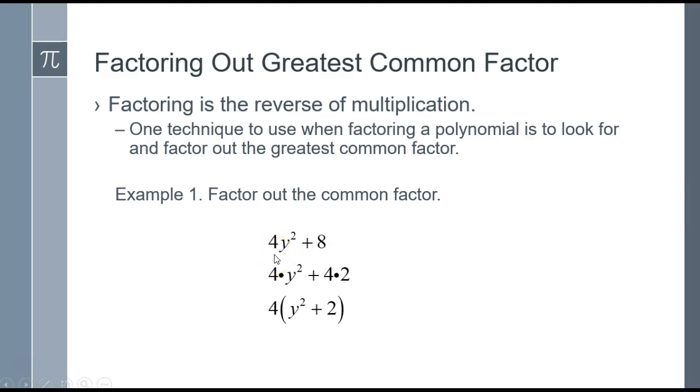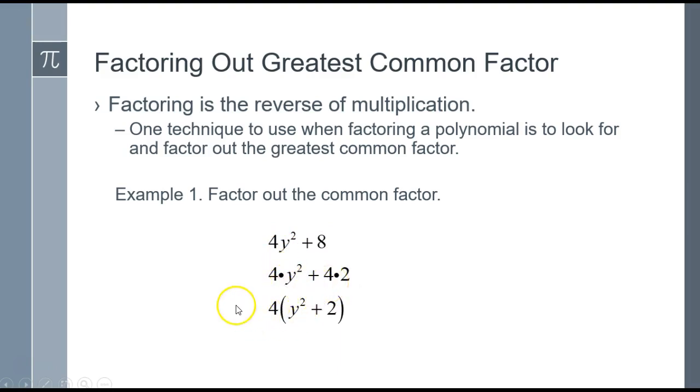If we look at the expression in example 1, 4y squared plus 8, I can see that 4y squared can be written as 4 times y squared, and 8 can be written as 4 times 2. Now there were two terms in our expression, 4y squared plus 8, the plus separates terms, and what we're looking for is in each of those terms, is there any factor they have in common? In this case, the 4. So I have a 4 and I have another 4.